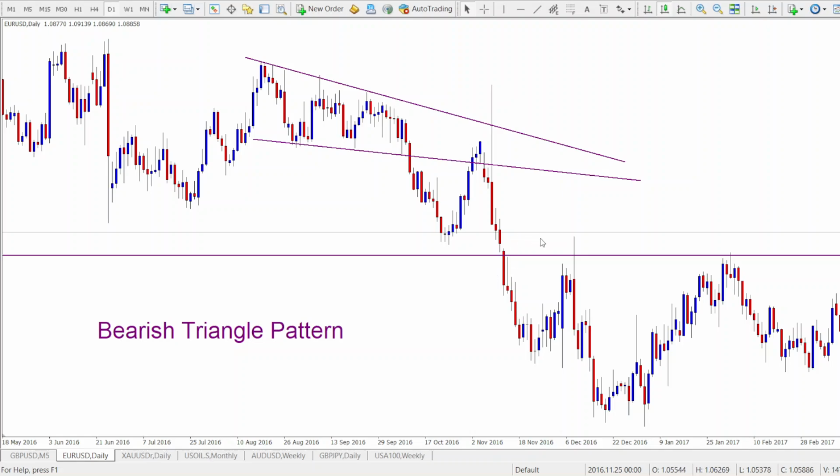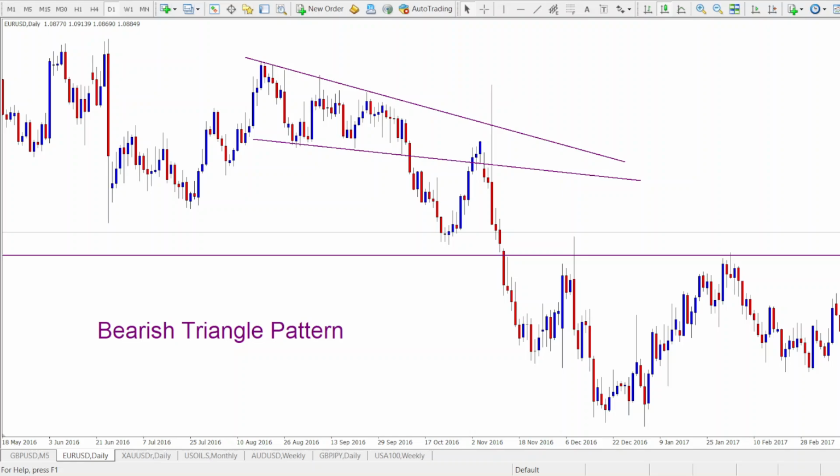Most of the times when you have this formation, you might eventually find price breaking in the downward direction. Most of the times you might find a bearish breakout after the consolidation. Now that we have a general understanding of what the bearish triangle pattern is, let's discuss its key characteristics.